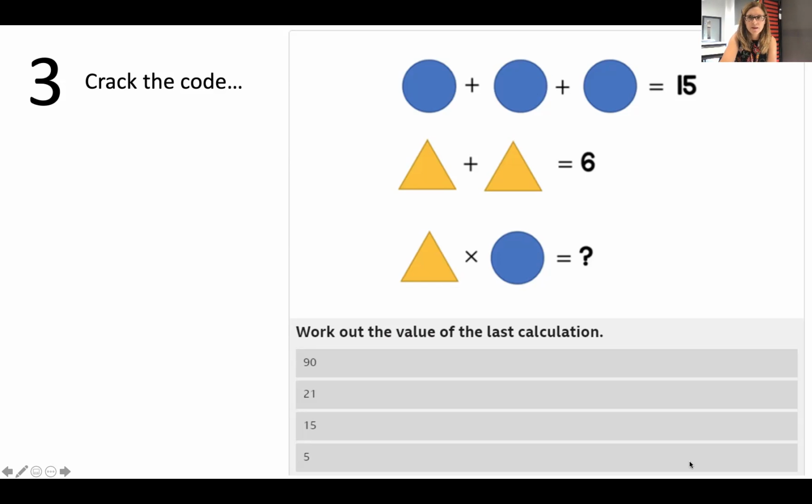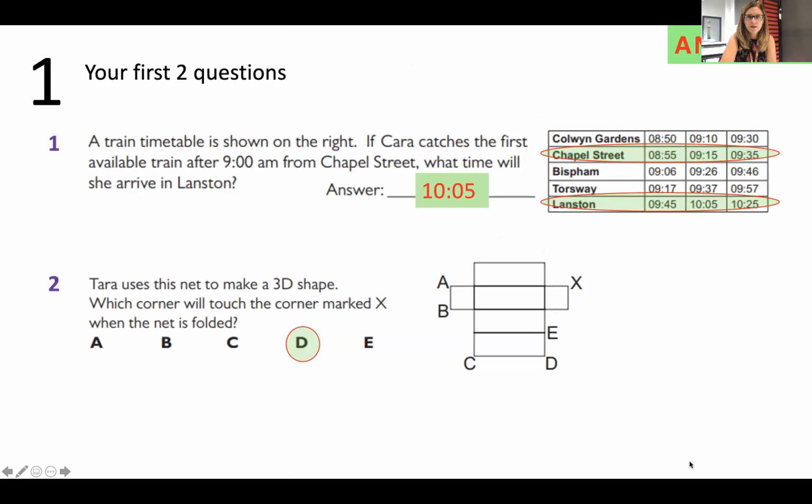First answer coming up now. Okay, so you're catching a train from Chapel Street to Lansdowne, but you get there after 9 o'clock. So you can't get this first train. We're getting the 9:15 from Chapel Street. It's going to be arriving in Lansdowne at 10:05.